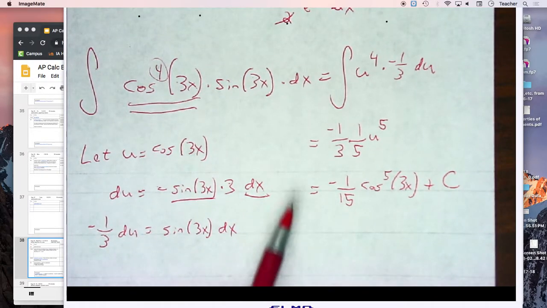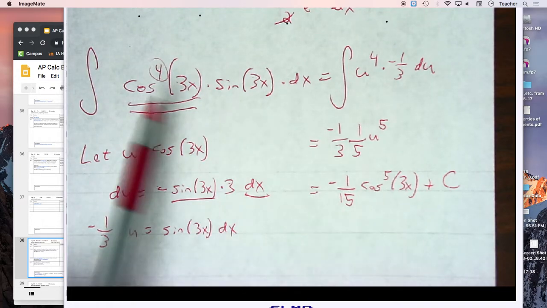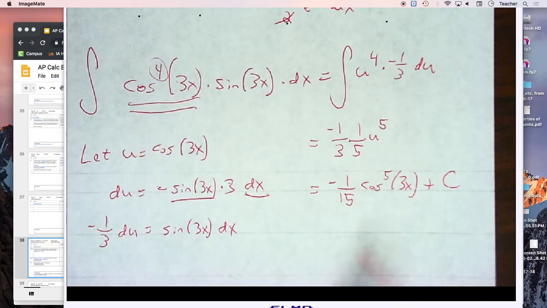I'll leave it for you to check this with the chain rule. If you check this with the chain rule and go through the couple steps, you should end up with exactly what we had started with. And so this is the general antiderivative. All antiderivatives of this original function would have to look like that, where c is just some real number.